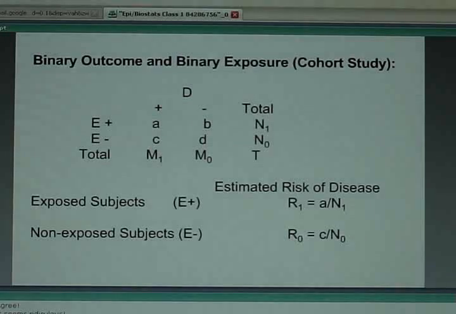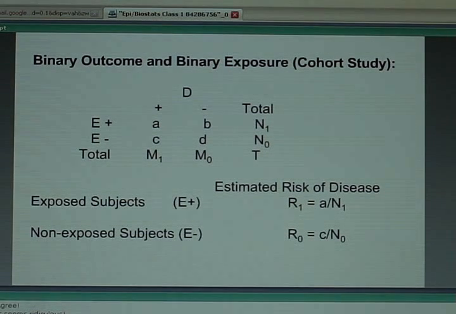So the estimated risk of developing diabetes would be A divided by N1. That's the cumulative incidence of diabetes among the spam users. Among the non-spam users, you have a different group of 500 non-spam users. That's N0. C of them develop diabetes during this follow-up period. So C divided by N0 is the estimated risk of developing diabetes in the non-spam users.